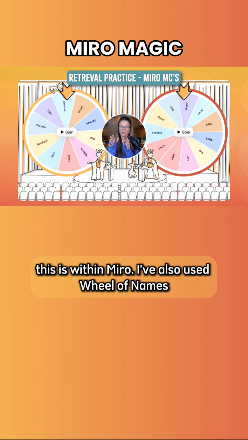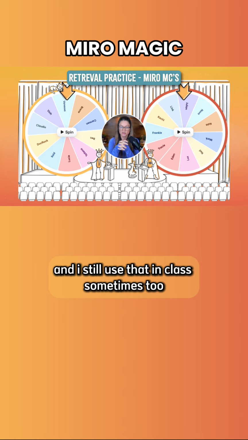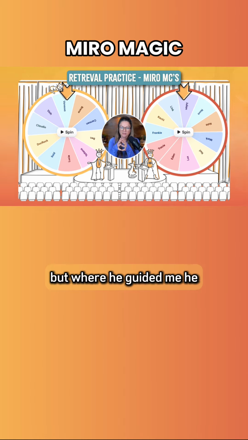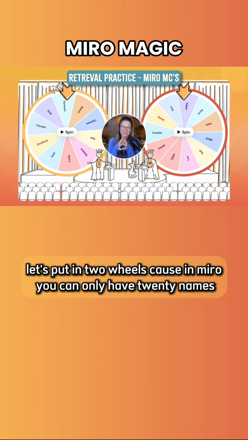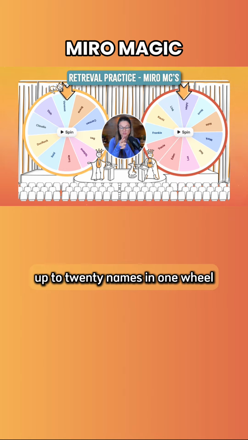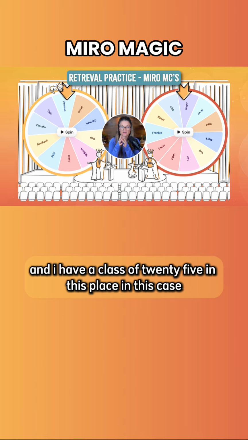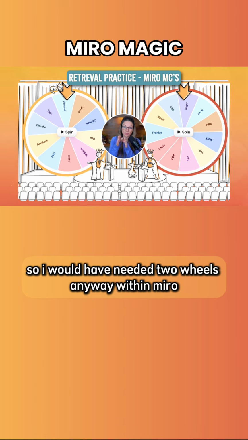So I went to my friend Said and told him I use different spinning wheels. This is within Miro. I've also used Wheel of Names, and I still use that in class sometimes too. But he guided me, he decided let's put in two wheels, because in Miro you can only have up to 20 names in one wheel, and I have a class of 25 in this case, so I would have needed two wheels anyway within Miro.